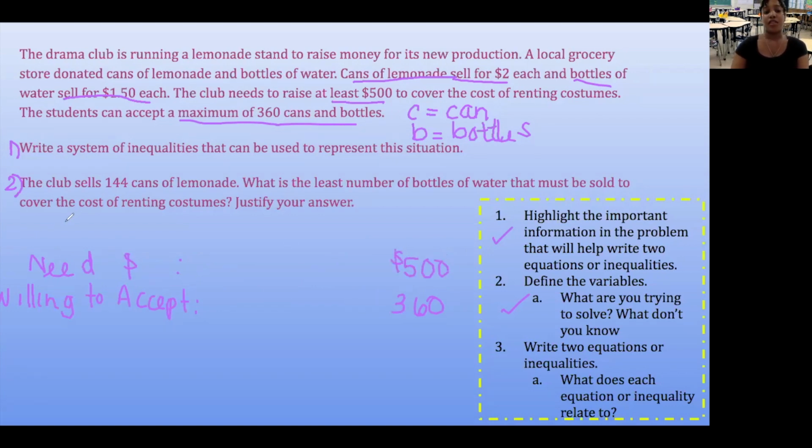So what we need to do is relate the rest of the information. They need $500, and that money has to come from selling lemonade bottles as well as lemonade cans and water bottles. So we know lemonade cans are $2 each, and they also are selling water for $1.50 each. When we see the words "at least," we're saying that amount or more. So 500 or more, so 500 or greater.